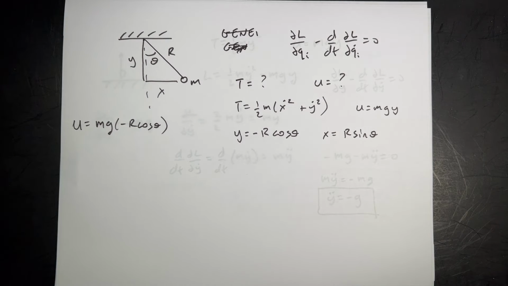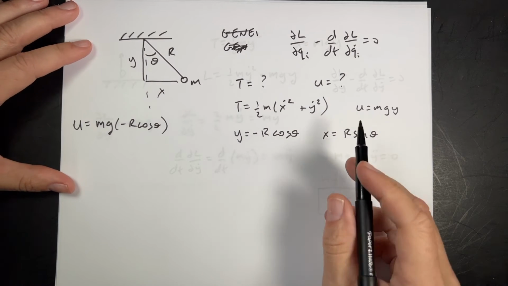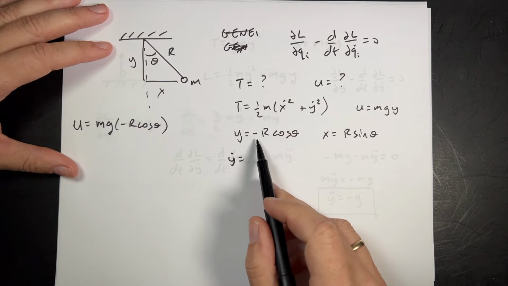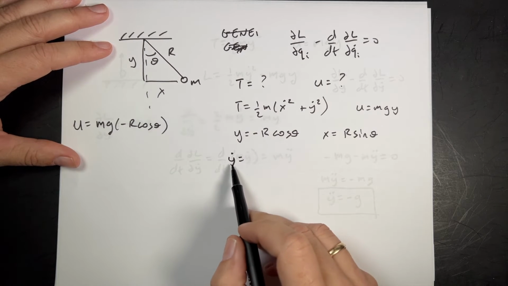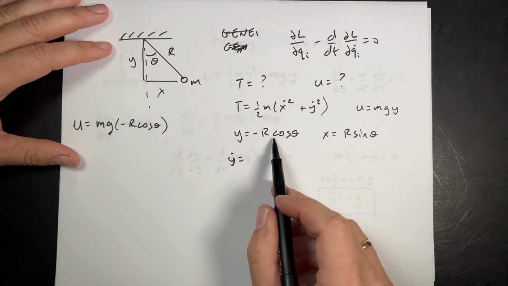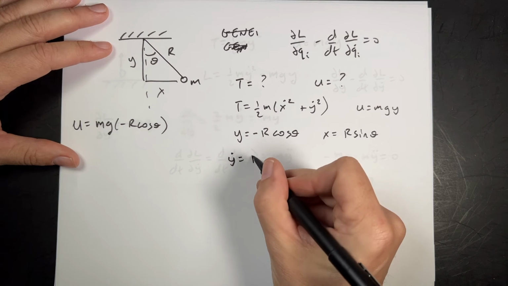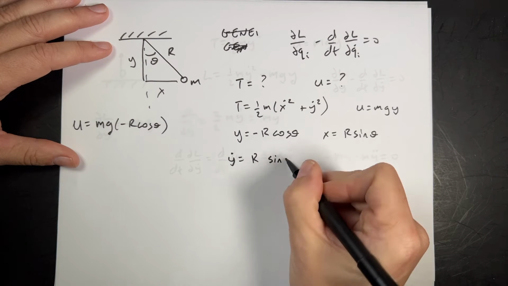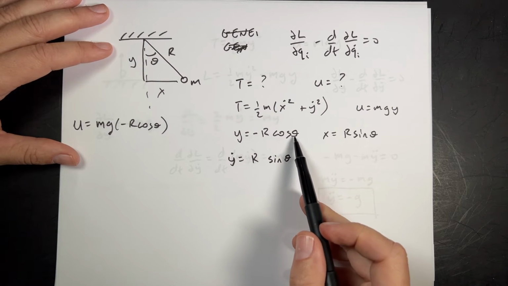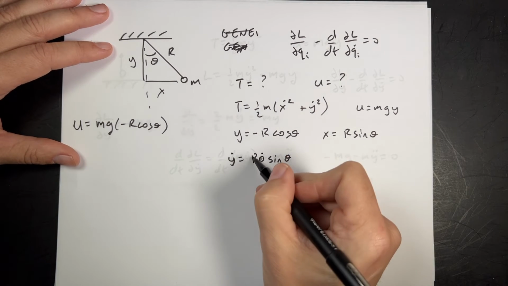So that's pretty easy. Now up here, what I'm going to do is take the derivative of x and y, then add them together. Let's start right here. y dot is the derivative of this with respect to time. I only have one variable that depends on time, and that's theta. So the derivative of cosine theta is negative sine theta, so I get r sine theta. But then I have to use the chain rule and take the derivative of the stuff on the inside. The derivative of theta with respect to time is theta dot.